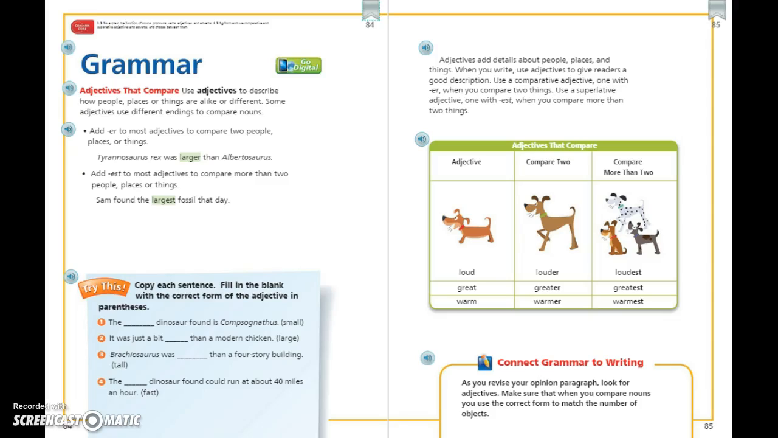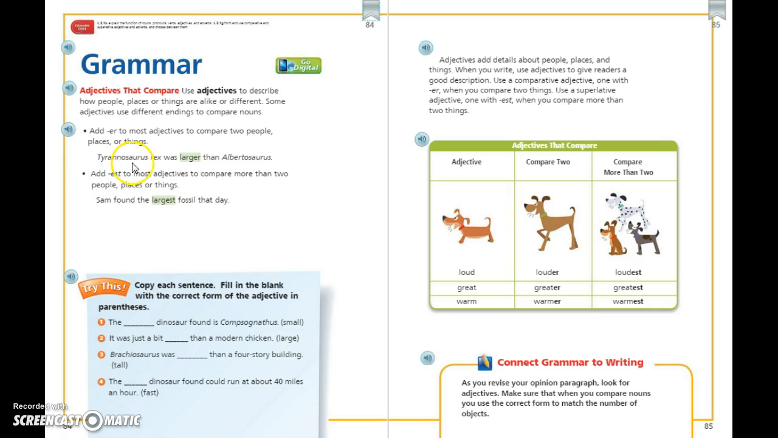Please turn to the grammar pages in your student book, pages 84 and 85. Adjectives that compare. Use adjectives to describe how people, places, or things are alike or different. Some adjectives use different endings to compare nouns. Add er to most adjectives to compare two people, places, or things.